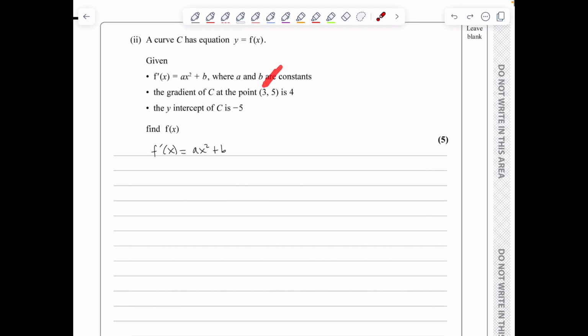So I will start with f dash of x is ax squared plus b, knowing that the derivative, the gradient at 3 is 4, simply means that f dash of 3 is equal to 4. So this is giving me 4 is a times 3 squared plus b. So 4 is 9a plus b. I will now proceed in finding an expression for f of x by integrating f dash of x. So f of x is the integral of ax squared plus b dx. So this is giving me ax cubed over 3 plus bx plus c, the constant of integration.